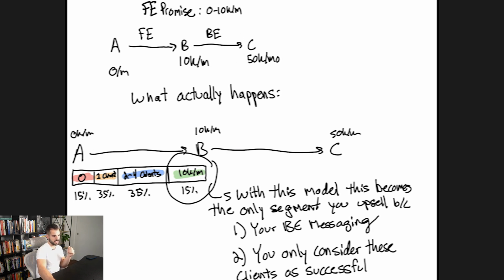Now, here's what actually happens, okay? We go from point A to point B. This is the same program: 0 to 10K a month is the front-end promise. What happens is, if you see this colored bar here, 15% of your clients will get no results, okay? Maybe they just won't take any action or whatever.